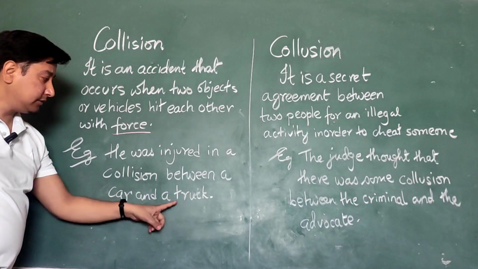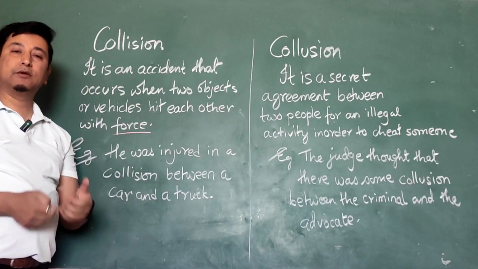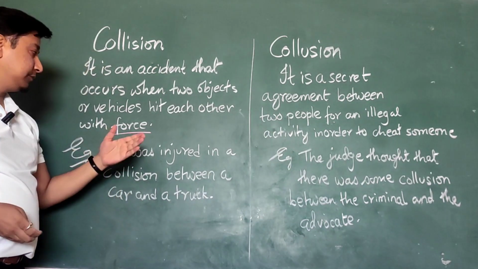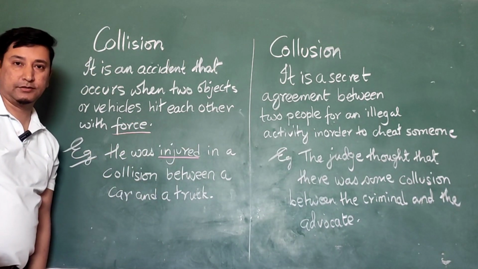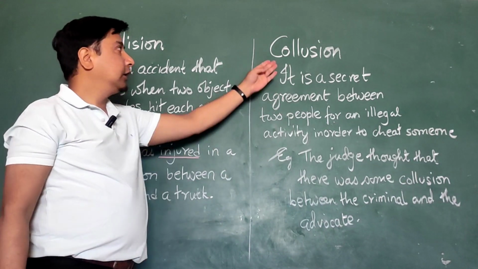For example, he was injured in a collision between a car and a truck. Why? Because there was a big hit, there was a big collision and the person got injured here. So this is the actual meaning of collision. So now let us go to collusion.